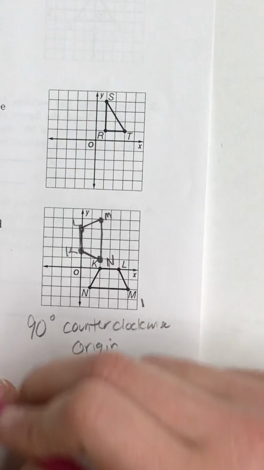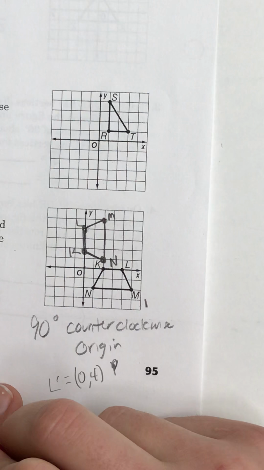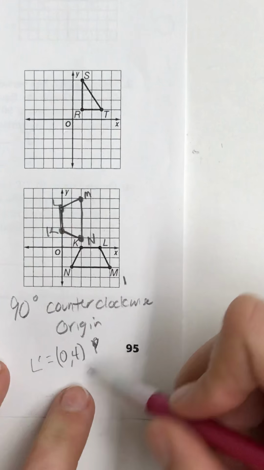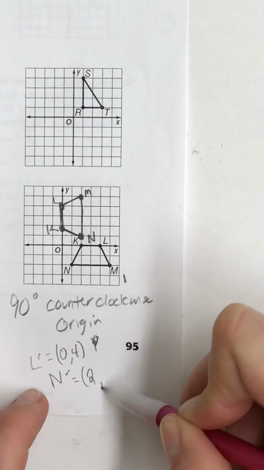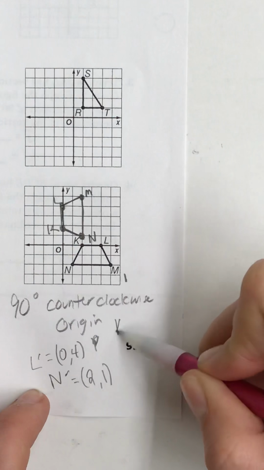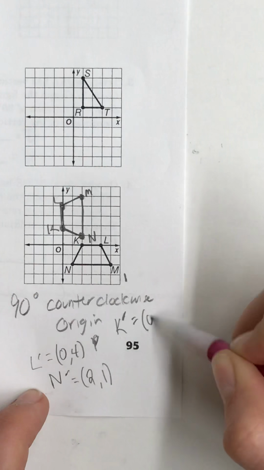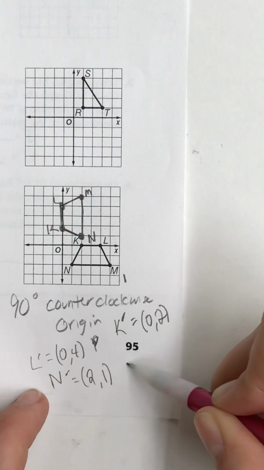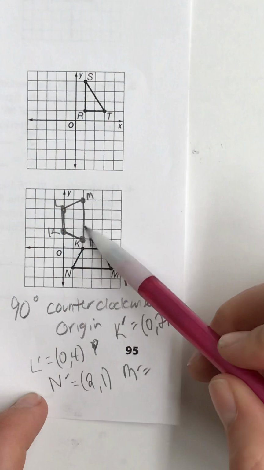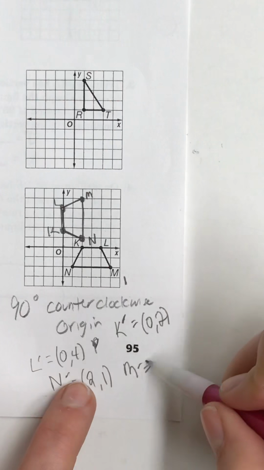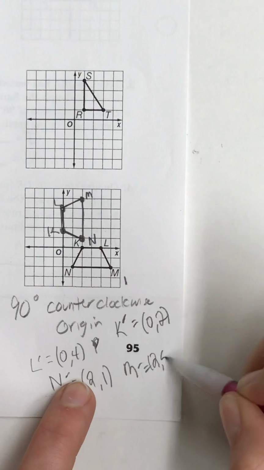I lied. K prime is not 2, 1. I'm sorry, that's N prime. So N prime is 2, 1. K prime is 0, 2. And M prime is to the right 1, 2, and up 1, 2, 3, 4, 5. 2, 5.